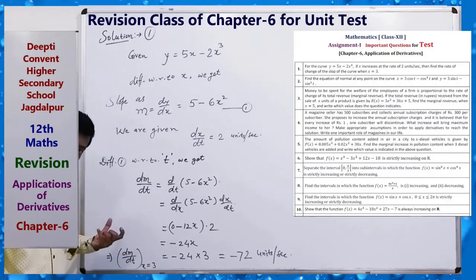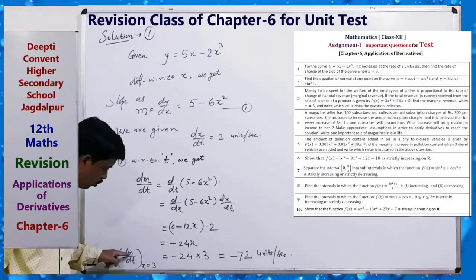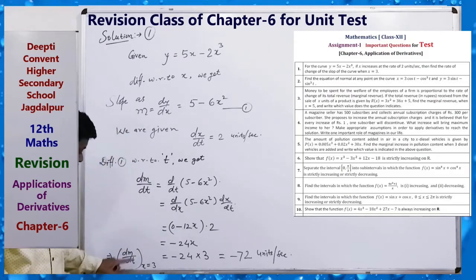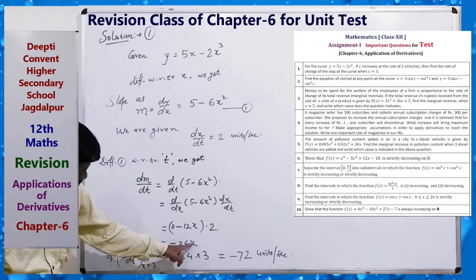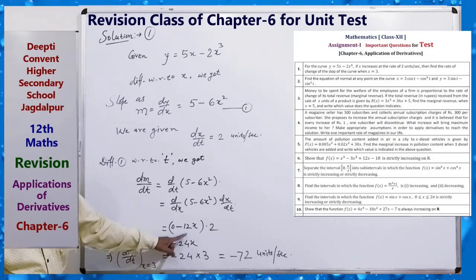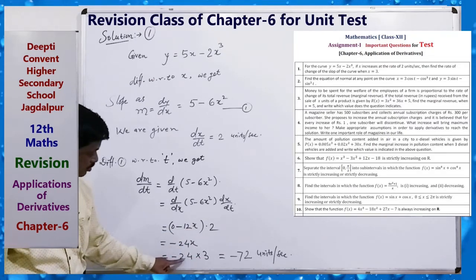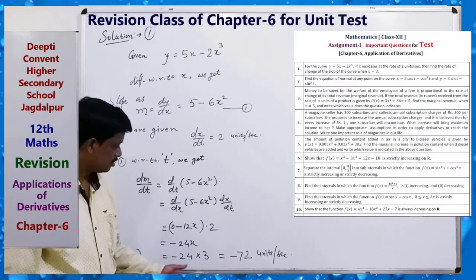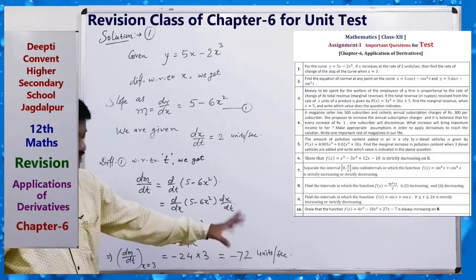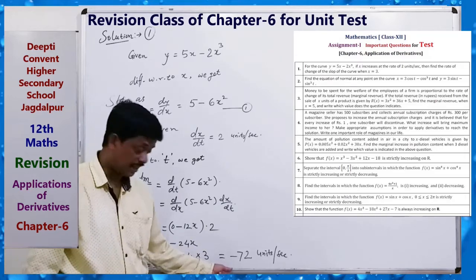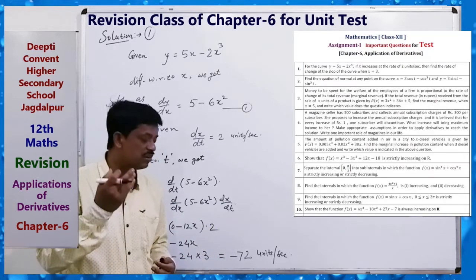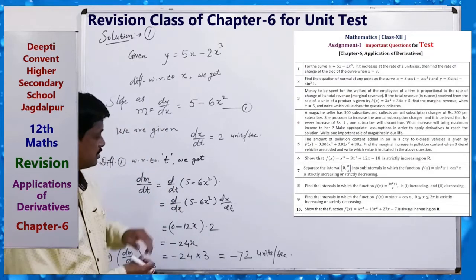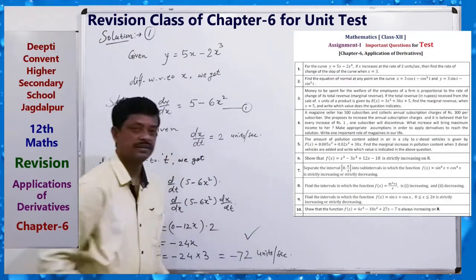This is the rate of change of slope m for x equal to 3. Minus 24 into 3 is minus 72 units per second. It is negative, so decreasing. The slope is decreasing at the rate of 72 per second. Okay, so this is our answer. Clear?